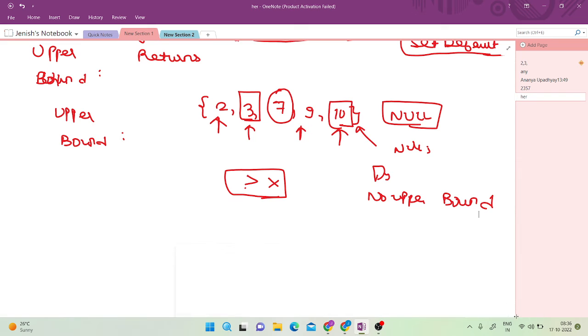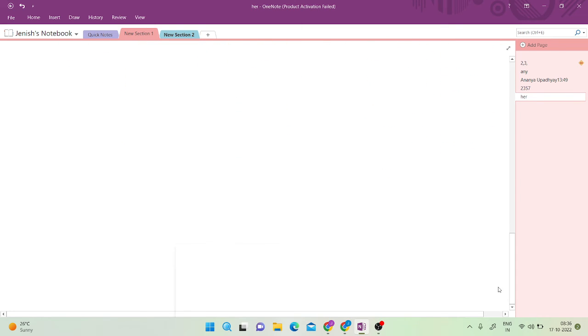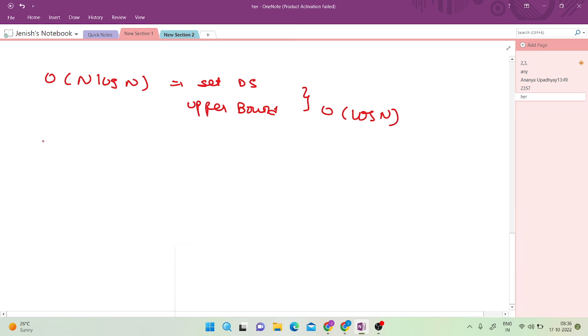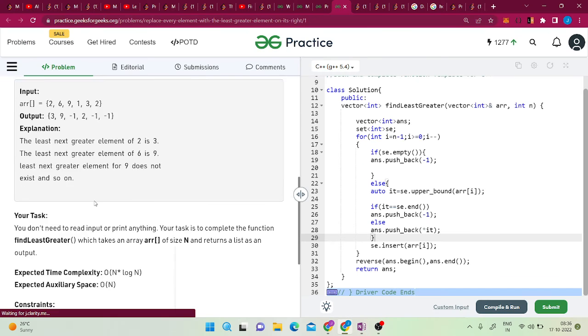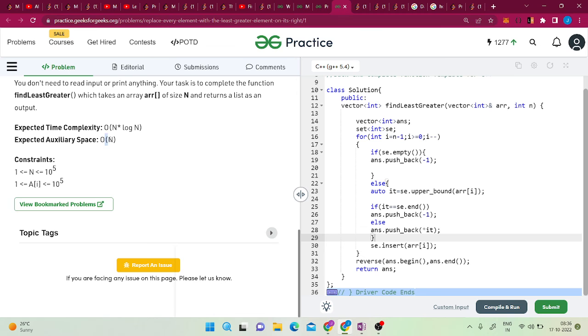We will solve this problem using this approach, and the time complexity would be big O of n log n, correct? Because we are using a set data structure, then using an upper bound function. So inserting in the set and the upper bound would take big O of log n time approximately. And since we are using a set, our extra space would be big O of n also, so be careful of that. And in the question we are told that we can use an extra space of big O of n, and time complexity is n log n, correct?